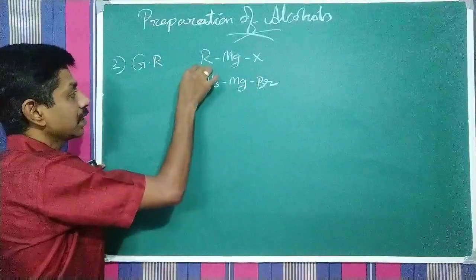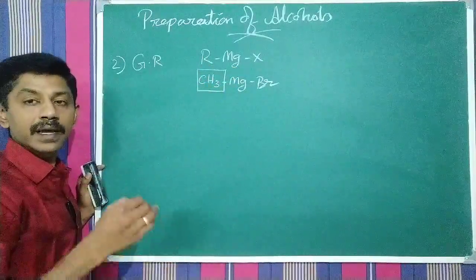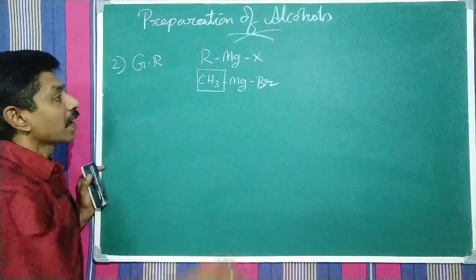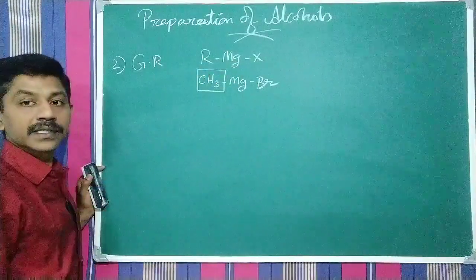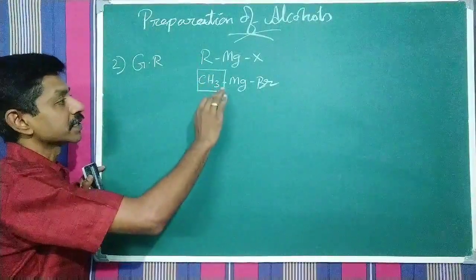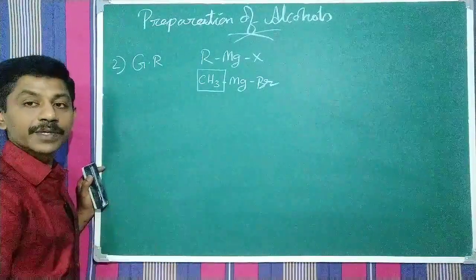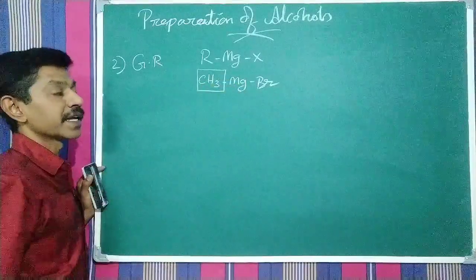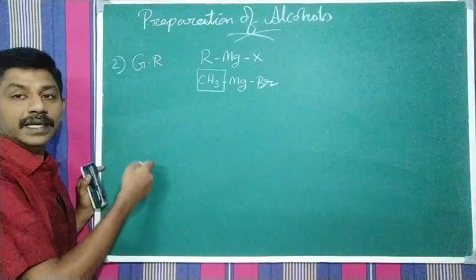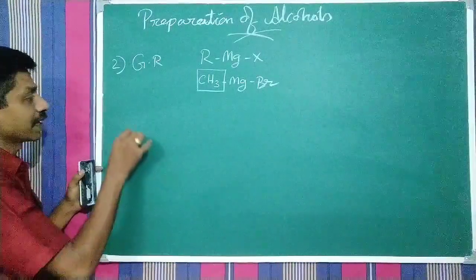What is the main job of a Grignard reagent? They will add an alkyl group to the reactant, that is, the alkylation process will take place. And why are we talking about Grignard reagent at this time? We are trying to prepare alcohols. So Grignard reagents can be used for the preparation of alcohols. What is special is that Grignard reagents can help us prepare almost all types of alcohols. We learned primary, secondary, tertiary. All these three types are possible. Let us learn one by one.